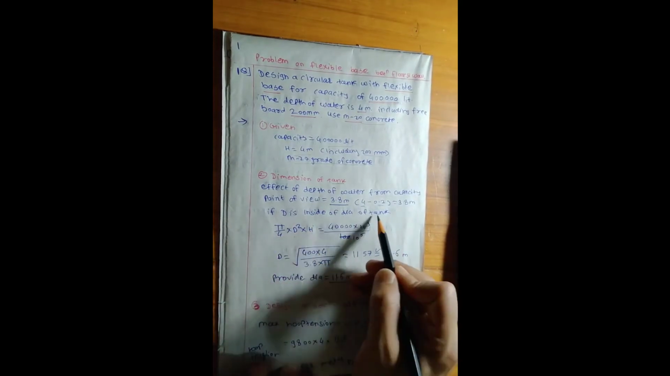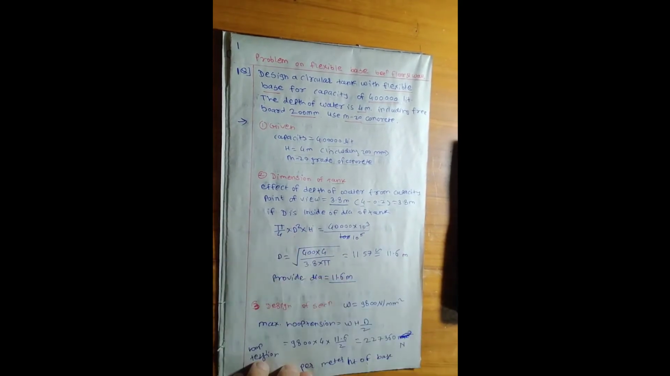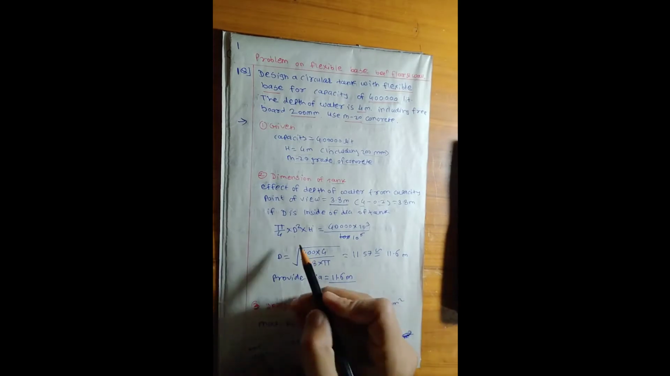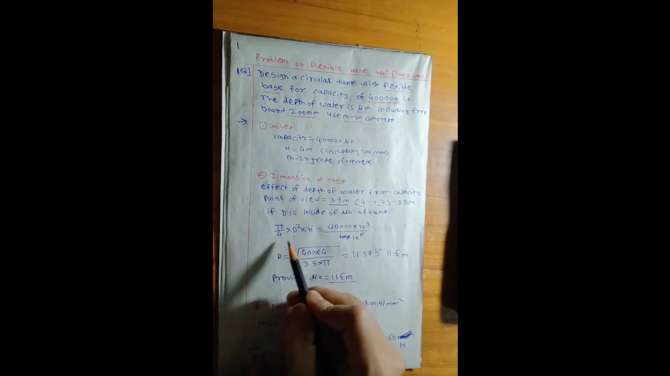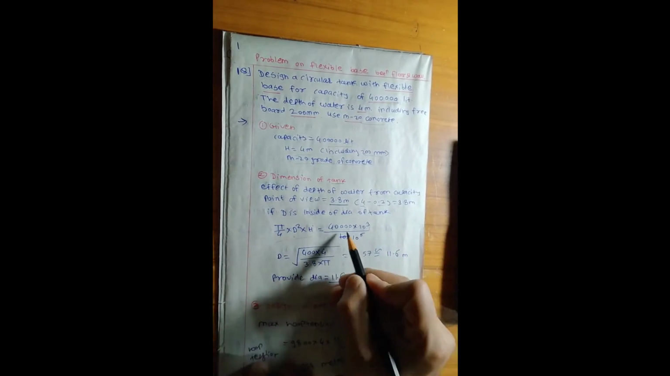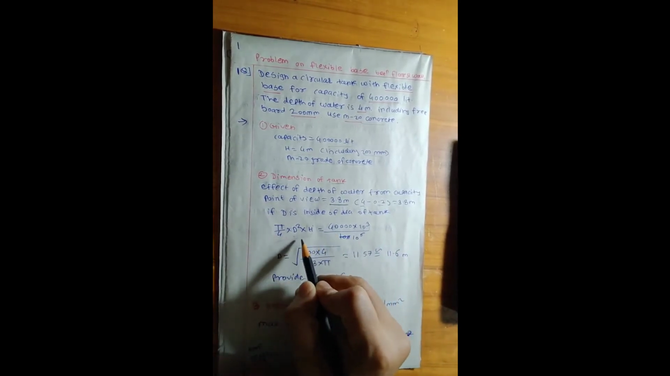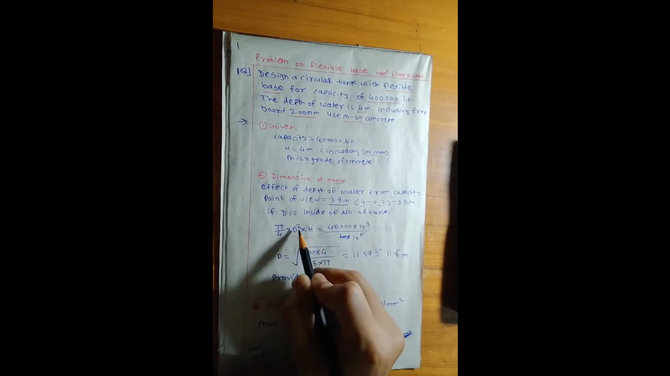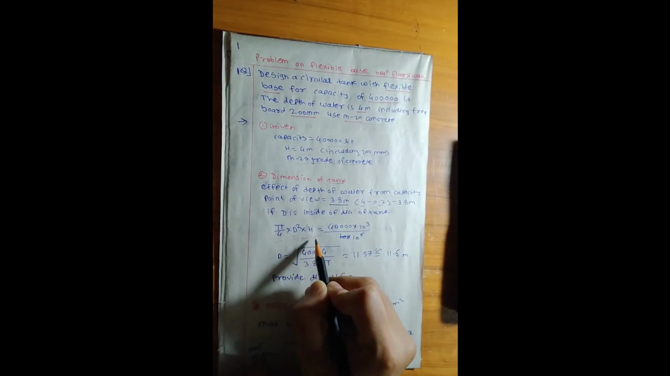If D is the inside diameter of the water tank, then pi by 4 into D square into H is the volume of the water tank. Here the units are mixed, with the diameter in mm and the height in meters, so we convert everything to meters.